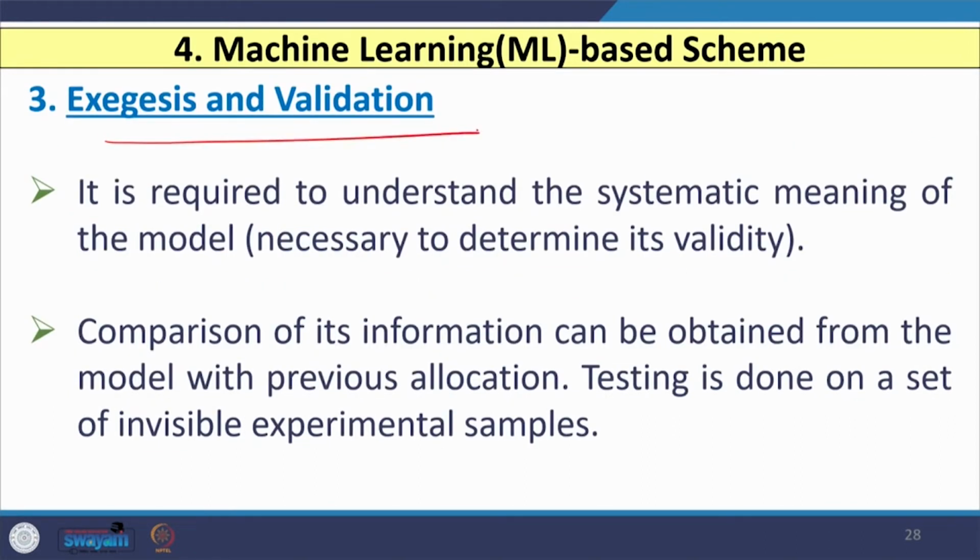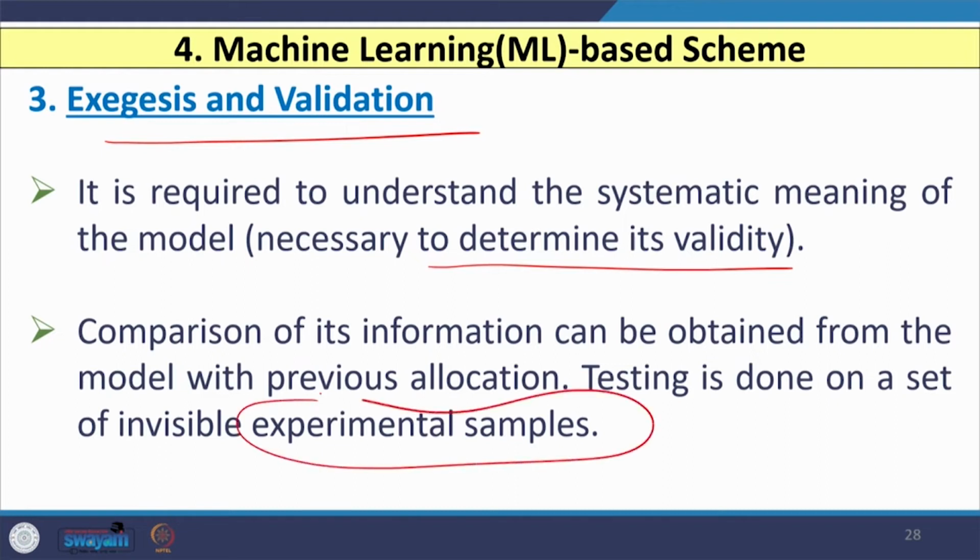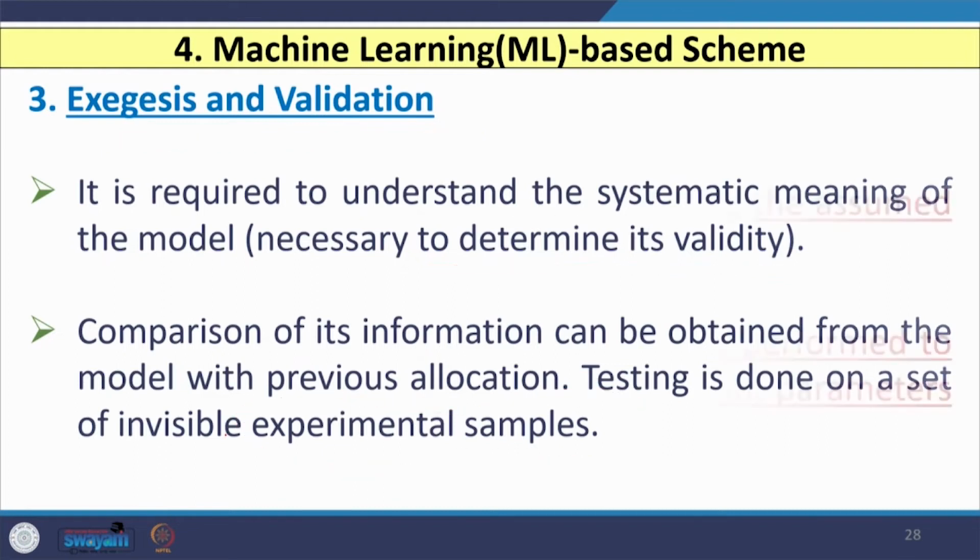The third feature is the exegesis and validation. This is required to understand the systematic meaning of the model, which is necessary to determine its validity, comparing the information that can be obtained from the model with previous allocation, or we can say past history, and after that the testing is to be done on a set of unseen experimental samples. So, this is very important when we go for testing.